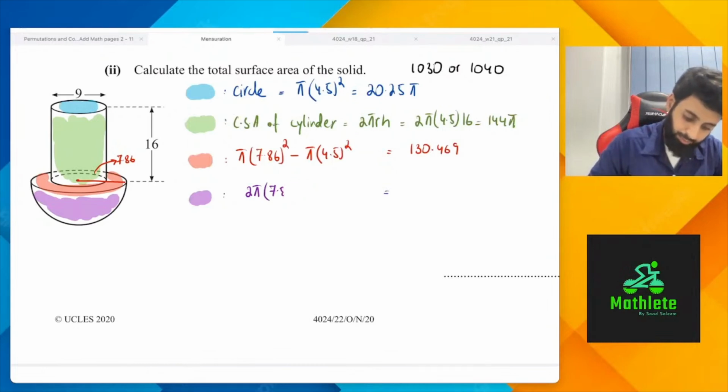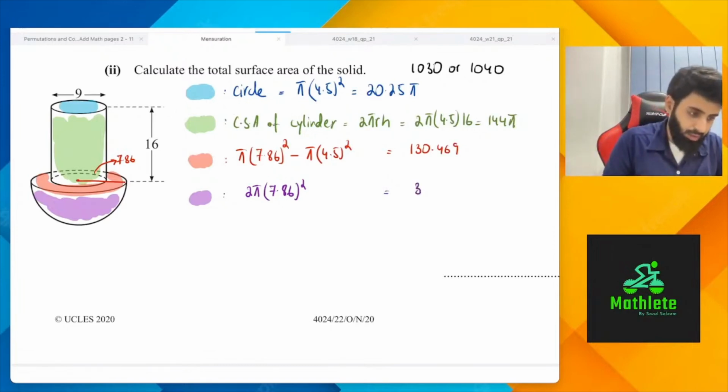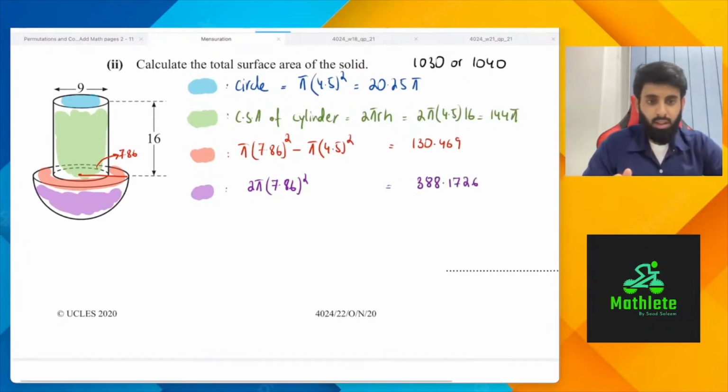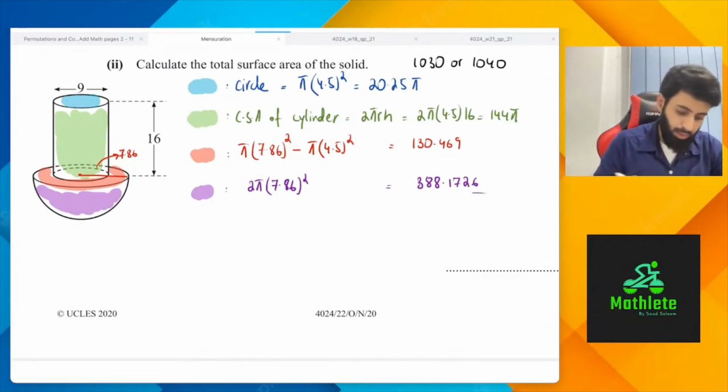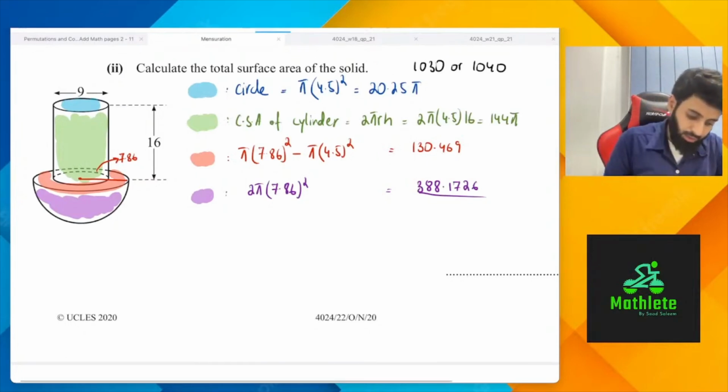7.86. Okay, 7.86 squared into 2 pi. So we're looking at 388.1726. ठीक है. Now is the time to sum all of them up. ठीक है. So 20.25 pi plus 144 pi plus 130.469 plus 388.1726. And there you go. Finally हमारा आंसर आ गया.